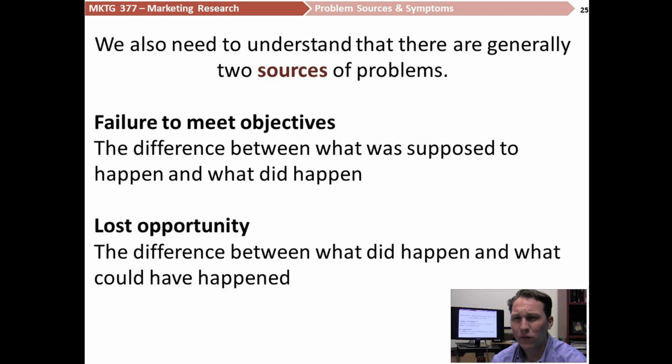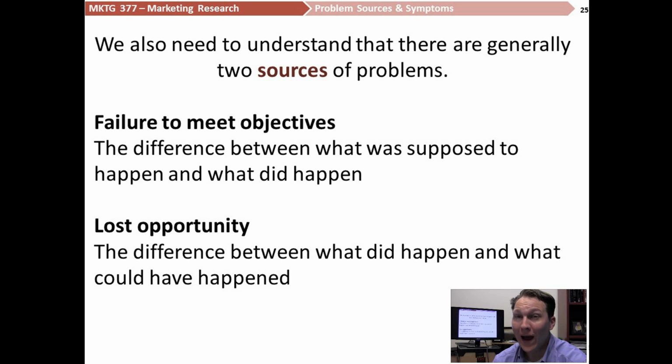I always struggle with this one in explaining this to students. I'm going to call it a lost opportunity because that's really what they're talking about. They're talking about an opportunity that came and went and that we missed it. And that is the difference between what did happen and what could have happened. So we're going to call that a lost opportunity.